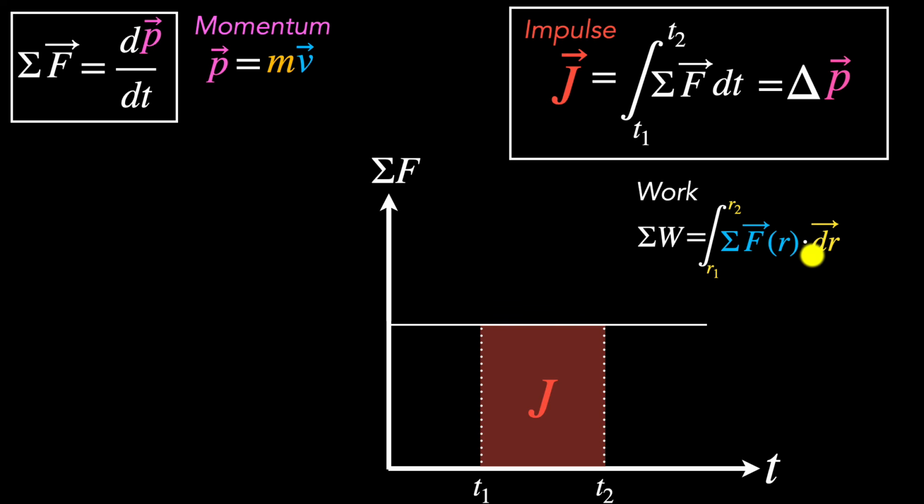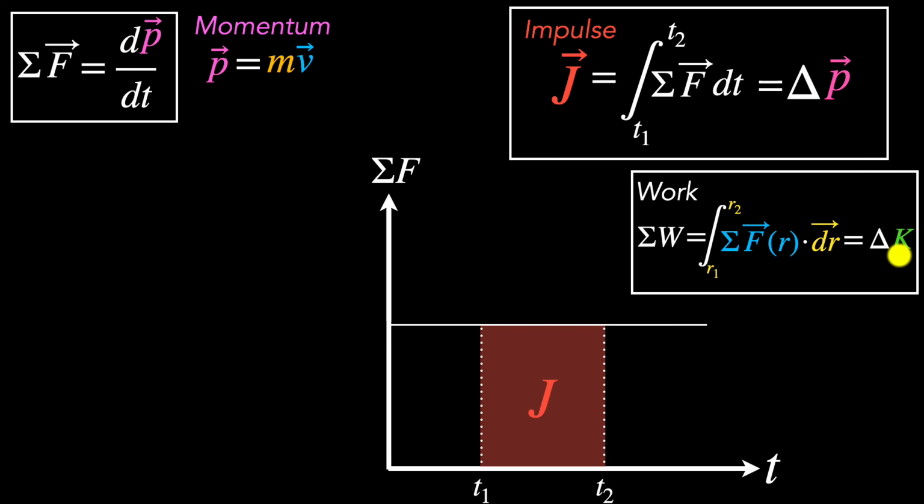And while we're at it, remember the work-energy theorem? It says that the net work done on an object equals the change in kinetic energy. Well, now we have the full picture. What we notice is that if you integrate the force with respect to position, that gives you the change in kinetic energy. That's the work-energy theorem. But if you integrate the net force with respect to time, that gives you the change in momentum. That's the impulse-momentum theorem. Isn't that amazing? We have the full picture in front of us.